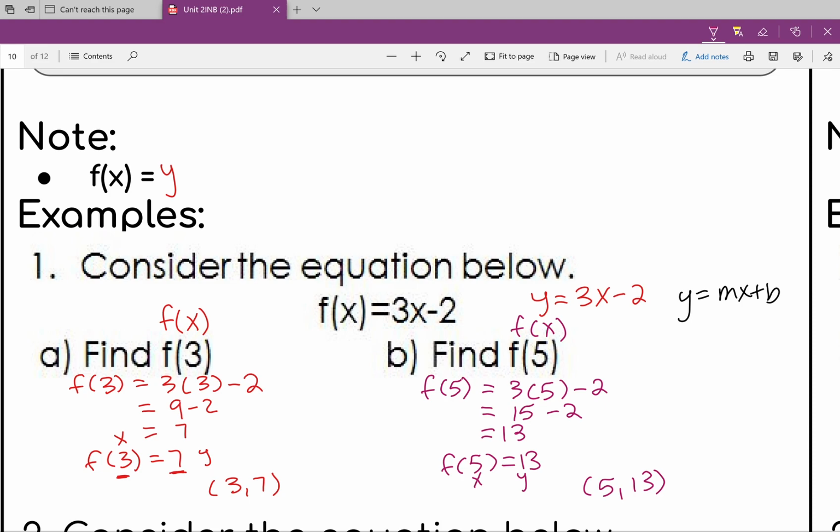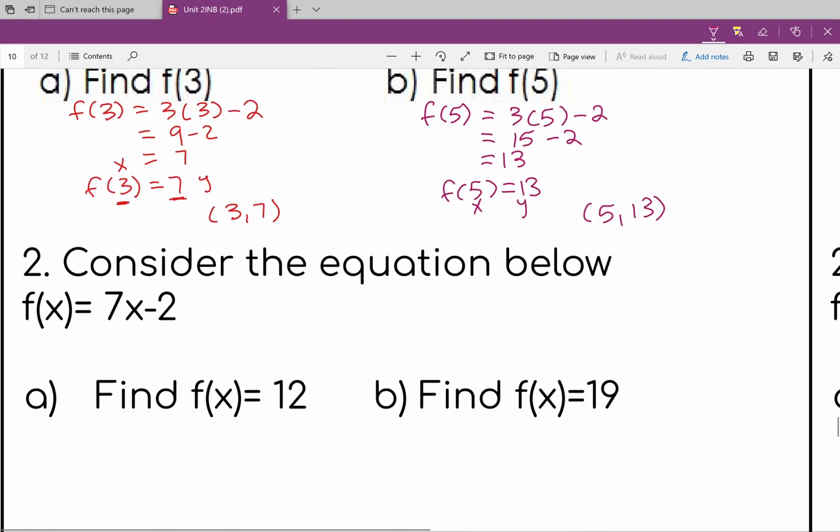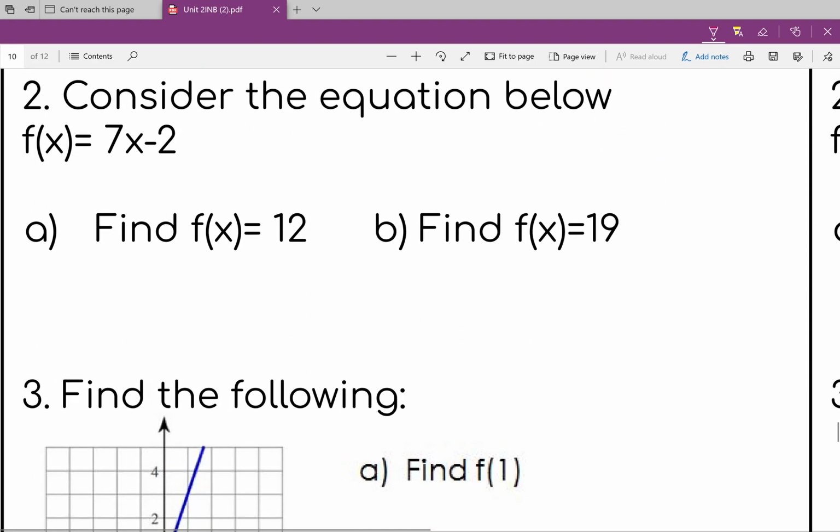Okay, let's look at example 2. It's going to be a little different. Example 2 says consider the equation below. Now we have f of x is equal to 7x minus 2. Remember, this is the same as saying y equals 7x minus 2. Notice here on letter A, instead of having a number inside of the parentheses, it's now on the outside. So remember, f of x is the same as y, so this is saying y is equal to 12. That means instead of y, we're going to plug in 12.